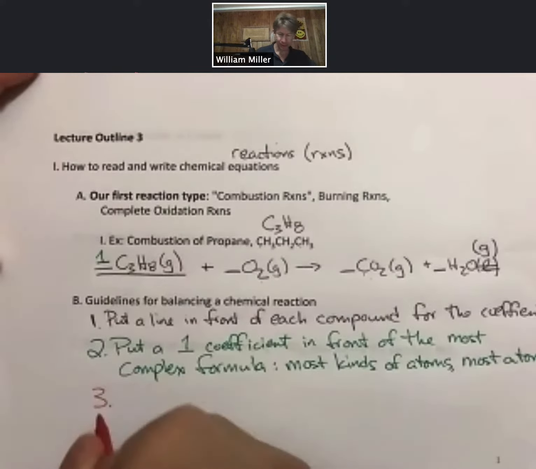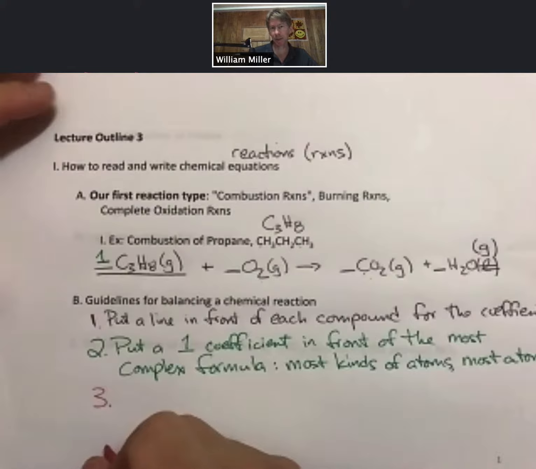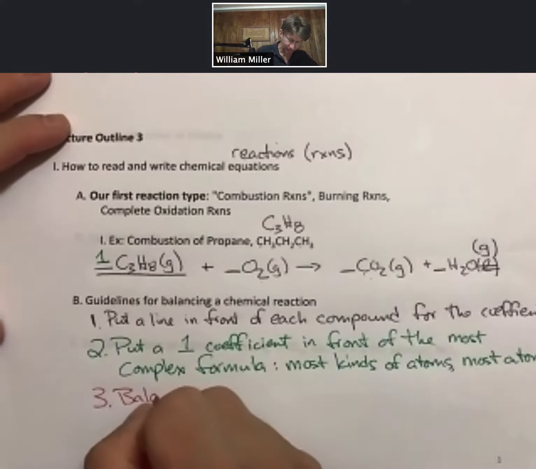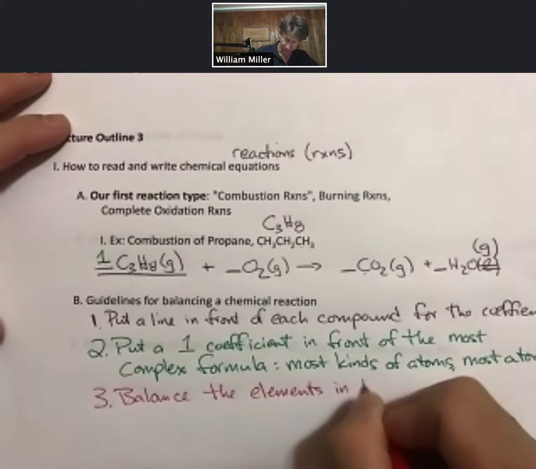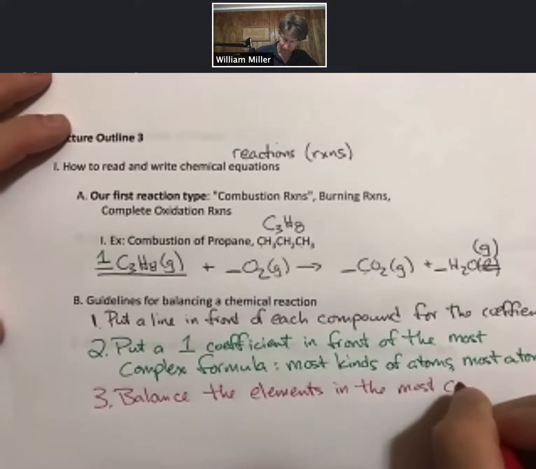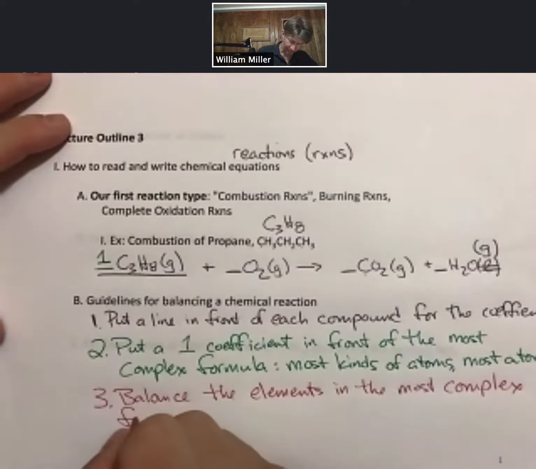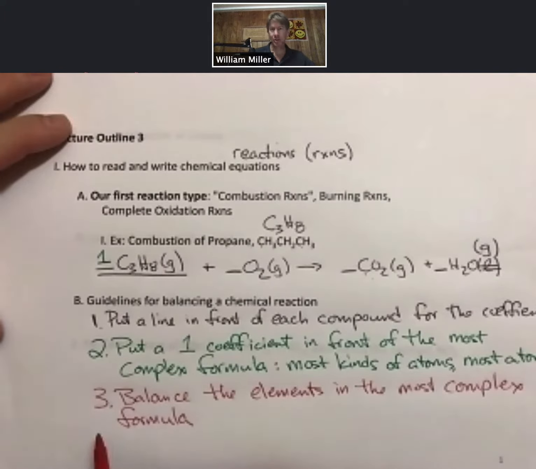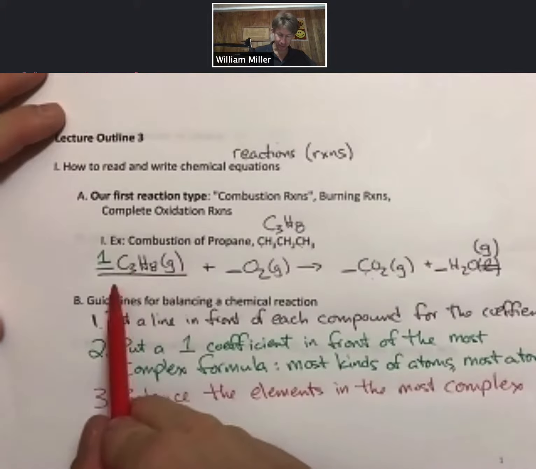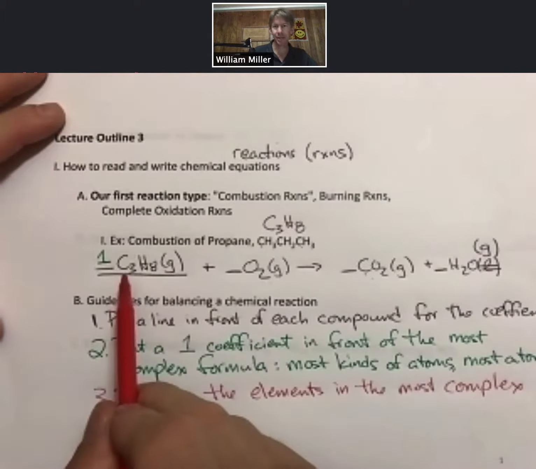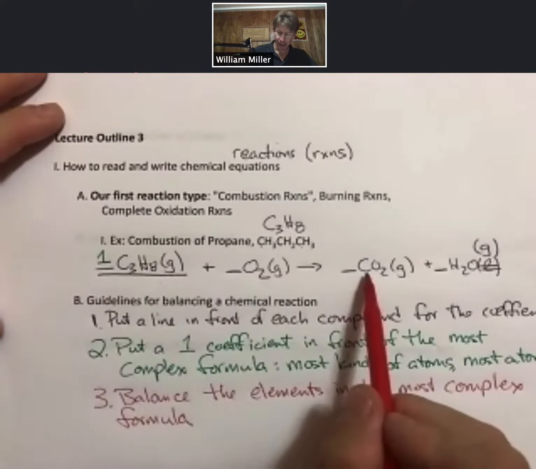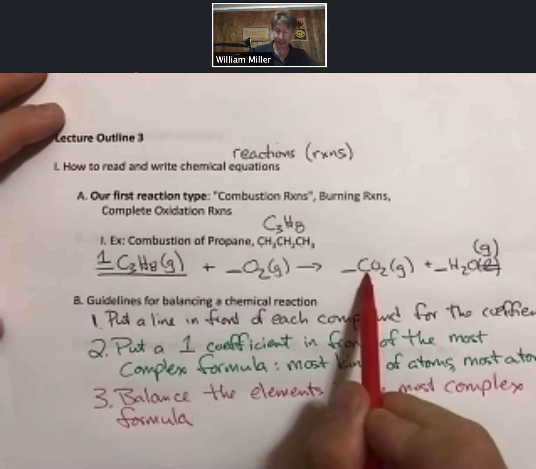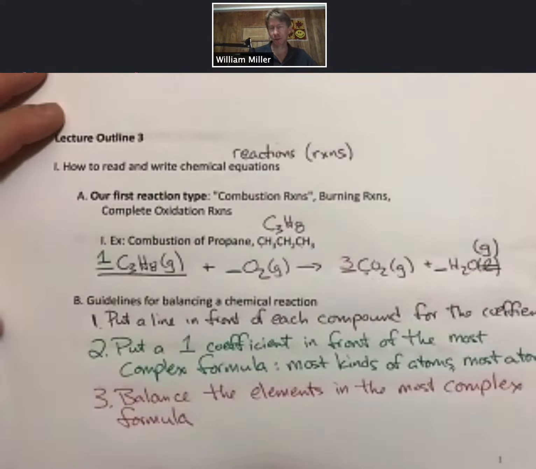3. Balance the elements in the most complex formula. And I'm going to do this in red. So like I said, on the reactant side, and specifically in propane, I have 3 carbons, which is 1 times 3. I have 1 carbon in carbon dioxide, and I need 3, so I put a 3 coefficient in front. Now my carbons are balanced.